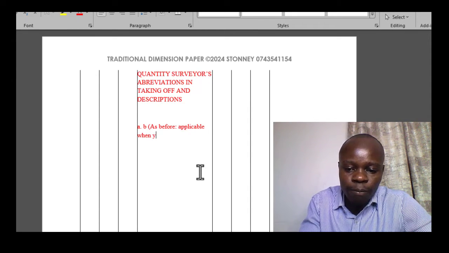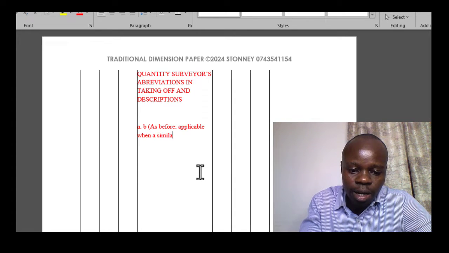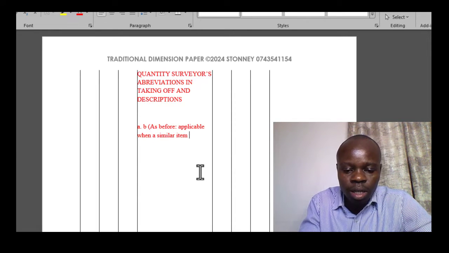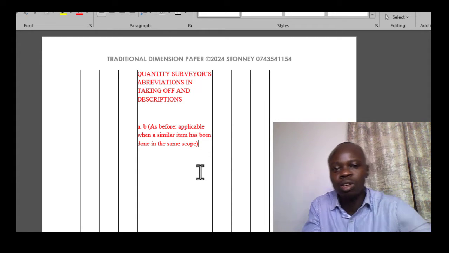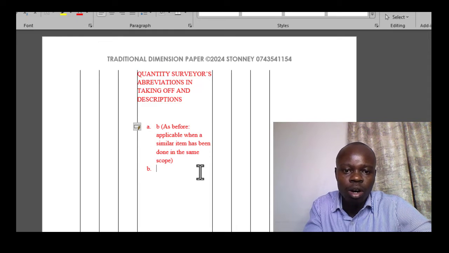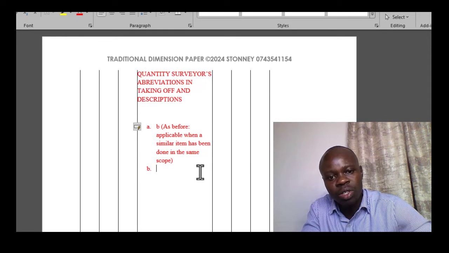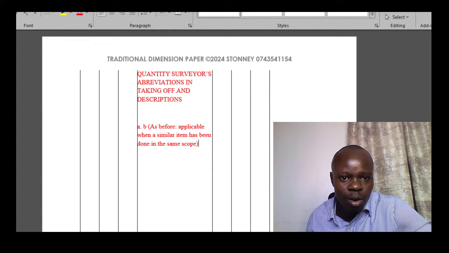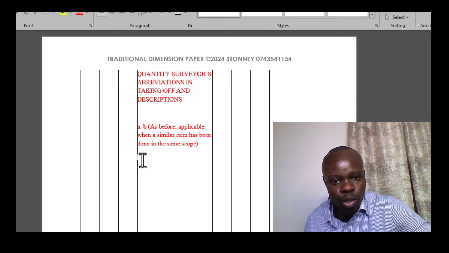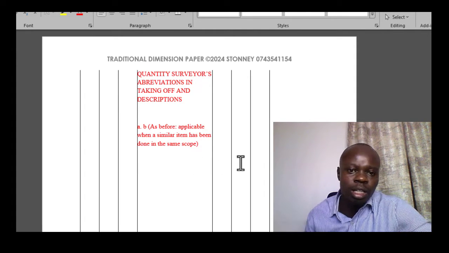So just mention, applicable when a similar item has been done in the same scope. So when you're doing a particular description or a particular working, it's important that you refer to one that you have done, so that you save your time, and of course the way it's going to appear is already taken into place.